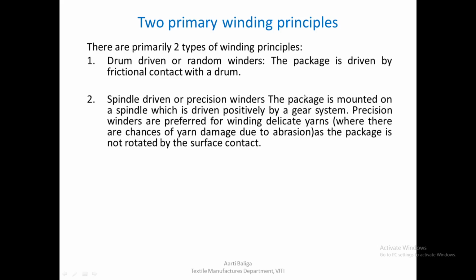The package is mounted on a spindle which is positively driven by a gear system, and precision winders are preferred for winding delicate yarns. This is mainly because in the previous principle we saw that there is a drum and there is a frictional contact. So in case of delicate yarns, precision winders are preferred, where there are lesser chances of yarn damage due to abrasion, as the package is not rotated by surface contact. We know that in precision winders we use a spindle for driving, and that is why there are lesser chances of damage by surface contact.